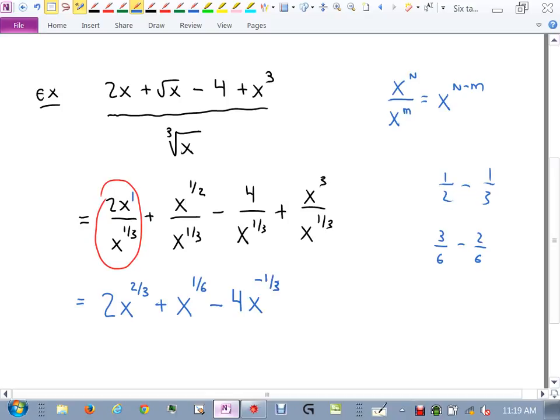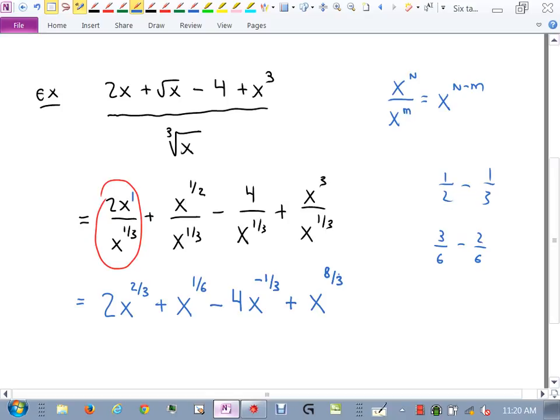And then the last one, 3 take away a third. What is it? X to the 8/3? 8/3. That's what I'm going to find the antiderivative of.